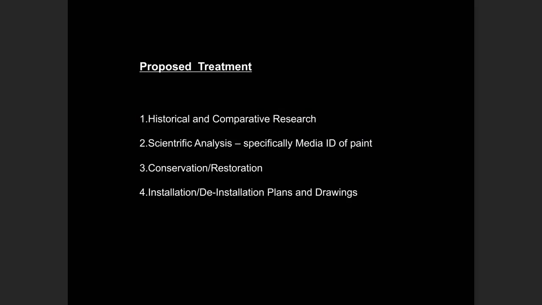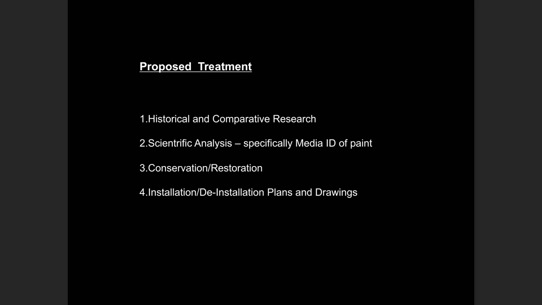Next slide, please. So we proposed a very brief outline to present to the curators of what was going to be needed. This is a short list of historical and comparative research. What I mean by that was to do research in the foundation, as I mentioned, and comparative research with other institutions, visiting them to see those collections and the units in them. Then scientific analysis, which we did with media ID paint and cross sections, and then the conservation and restoration, which was the big lift: removing overpaints, restoring veneers, making facsimiles or sourcing elements that were missing in our kitchen. And lastly, the installation and deinstallation plans and drawings for the object.